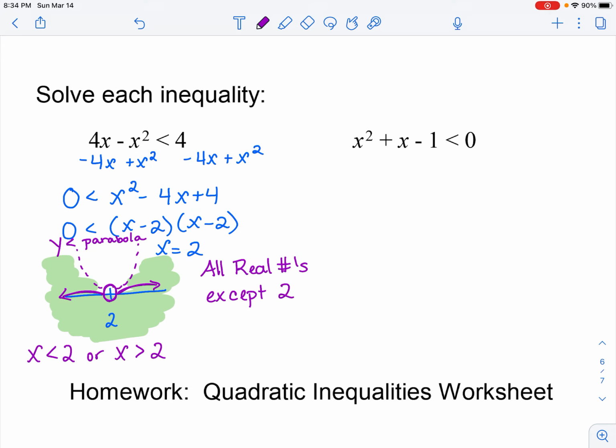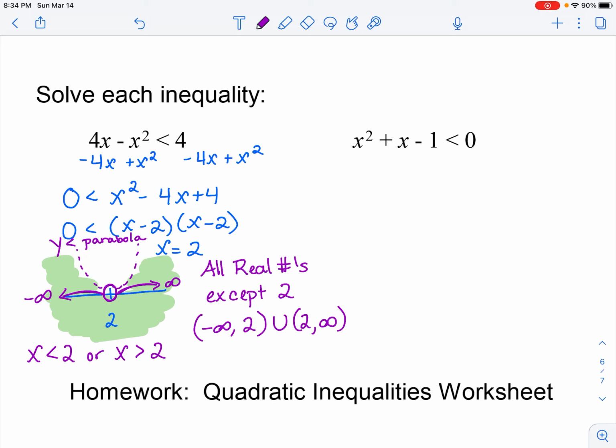Sorry, I stopped talking there for a minute. I was too focused on what I was writing. As far as interval goes, remember, negative infinity is on the left, positive infinity is on the right. So I'm going from negative infinity up until 2, cannot equal 2, so I have parentheses. And then I start again at 2 and go to positive infinity. Again, both are parentheses because there is no equal to. All right? So that one was on the quicker side.